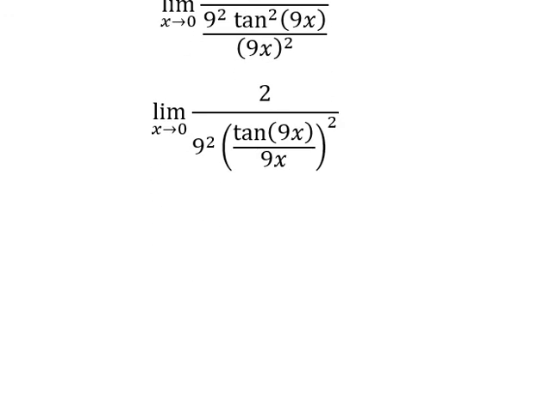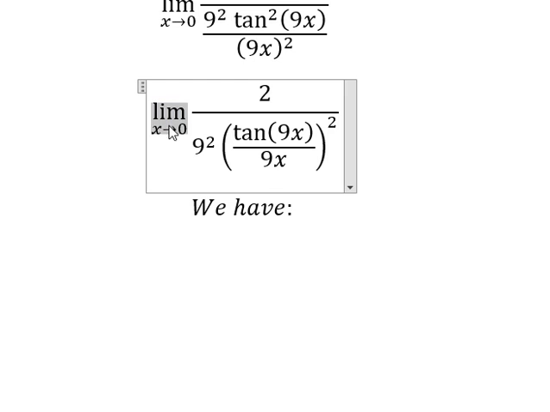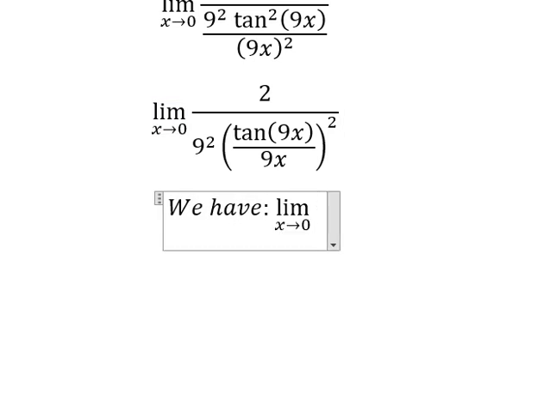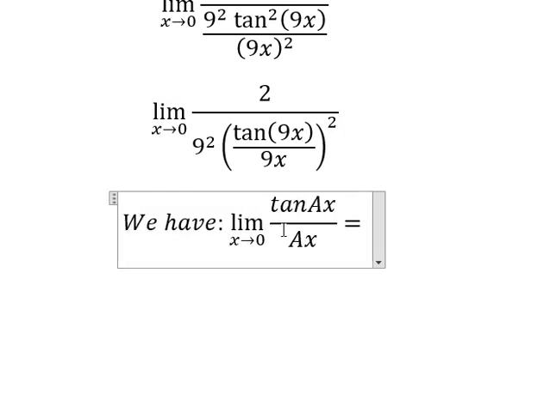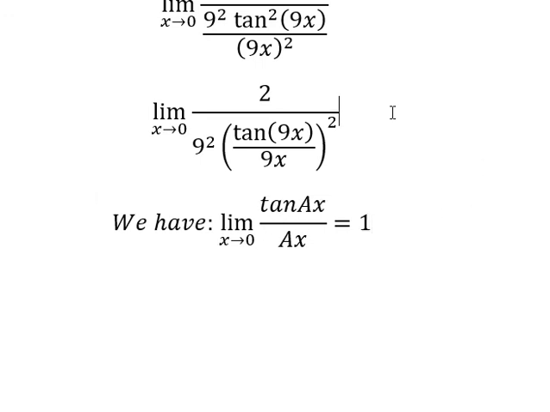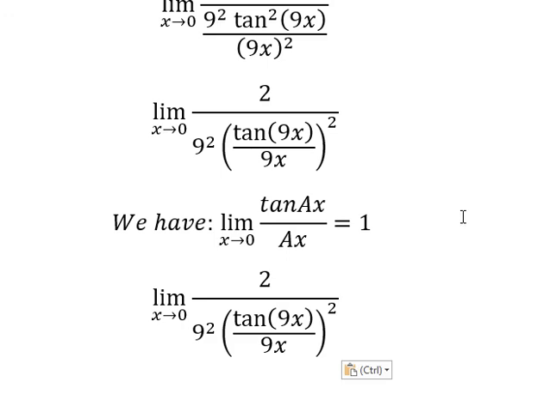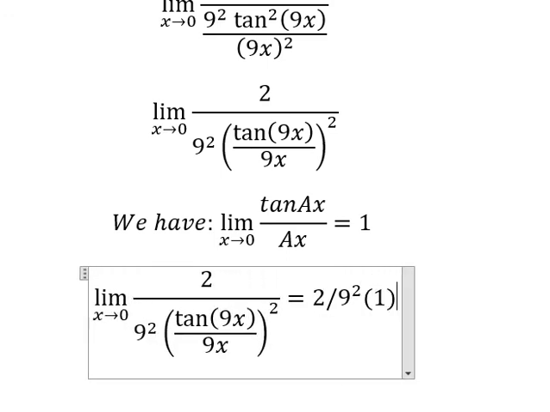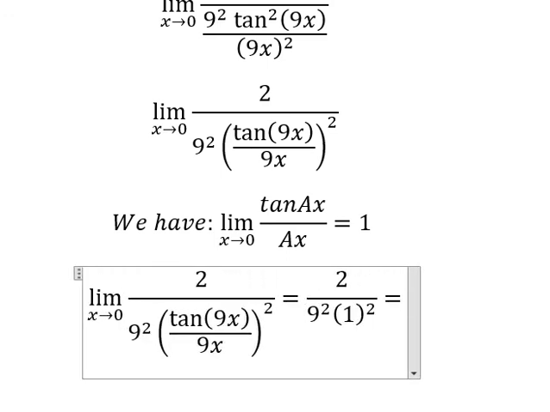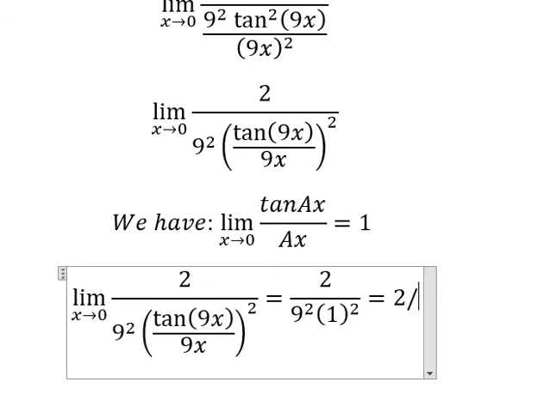Next, we have the formula. So when x approaches number 0, tan(ax) over ax equals number 1. So in this situation, we have like this. And this one we have number 2 over 81.